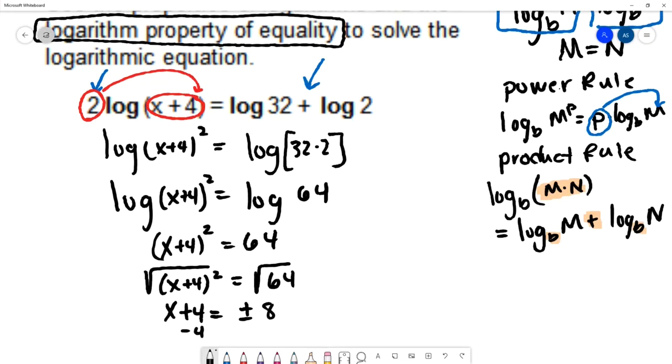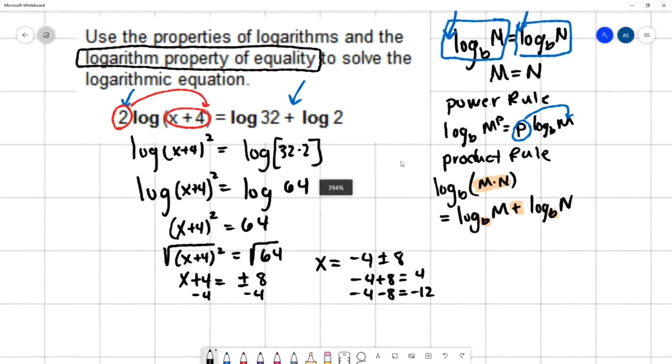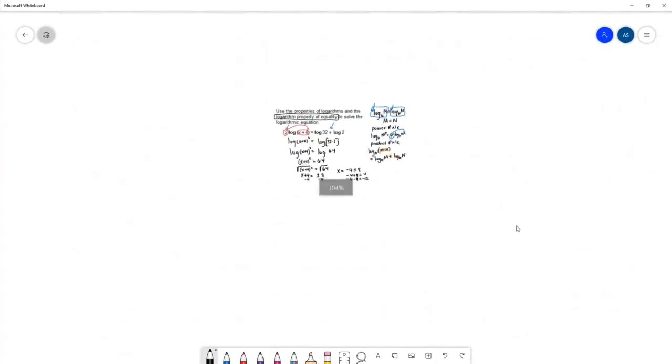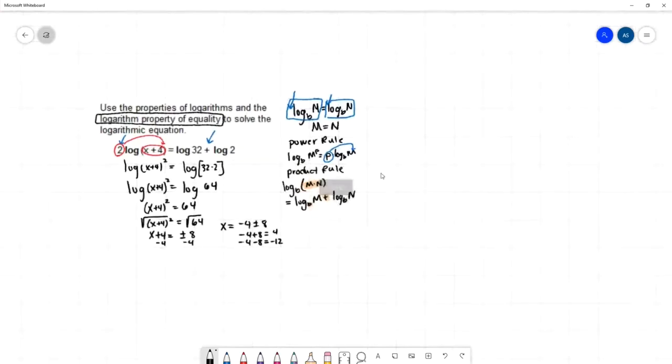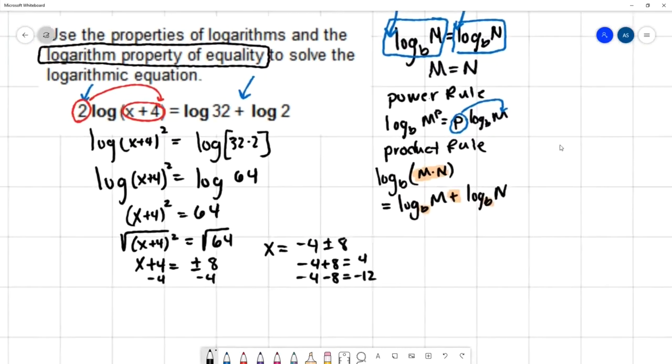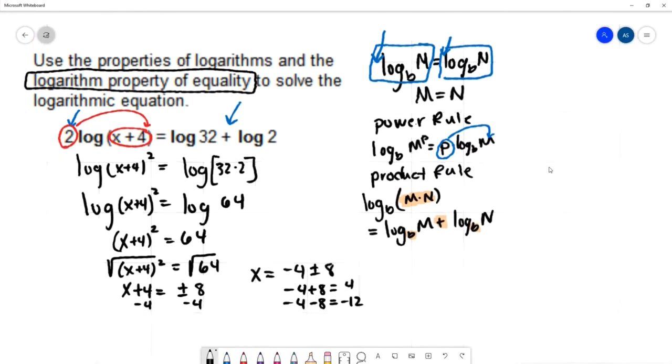And I'll subtract 4 on both sides, and I have x equals negative 4 plus and minus 8. Negative 4 plus 8 is 4. Negative 4 minus 8 is negative 12. Now with every log equation, we need to check to make sure that we didn't get an extraneous solution.